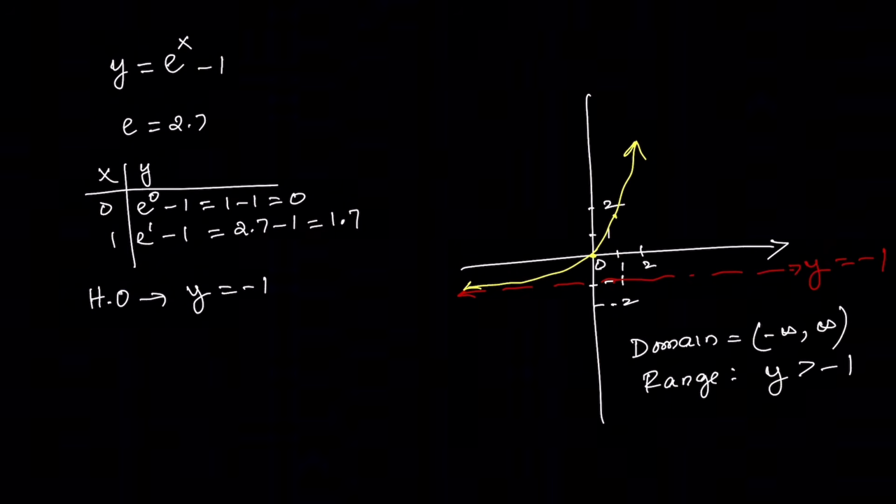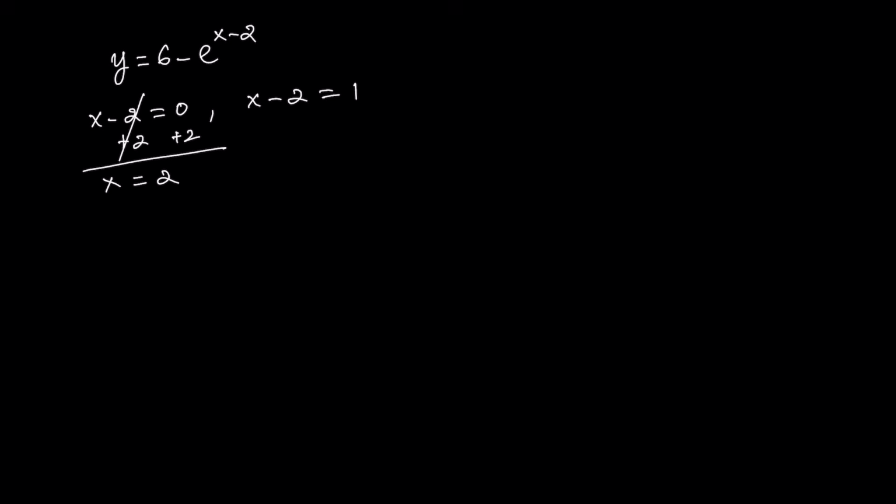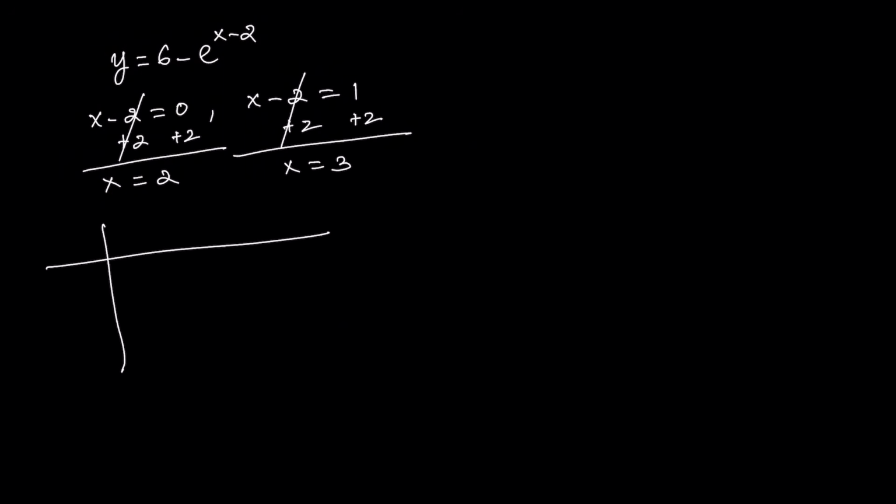Now let's do one last example. Suppose y equals 6 minus e raised to the quantity x minus 2. To find convenient x values, we start by setting up the equations x minus 2 equals 0 and x minus 2 equals 1. First, we solve x minus 2 equals 0. Add 2 to both sides and we find x equals 2. Next, we solve x minus 2 equals 1. Add 2 to both sides and we find x equals 3. So our convenient x values are 2 and 3.